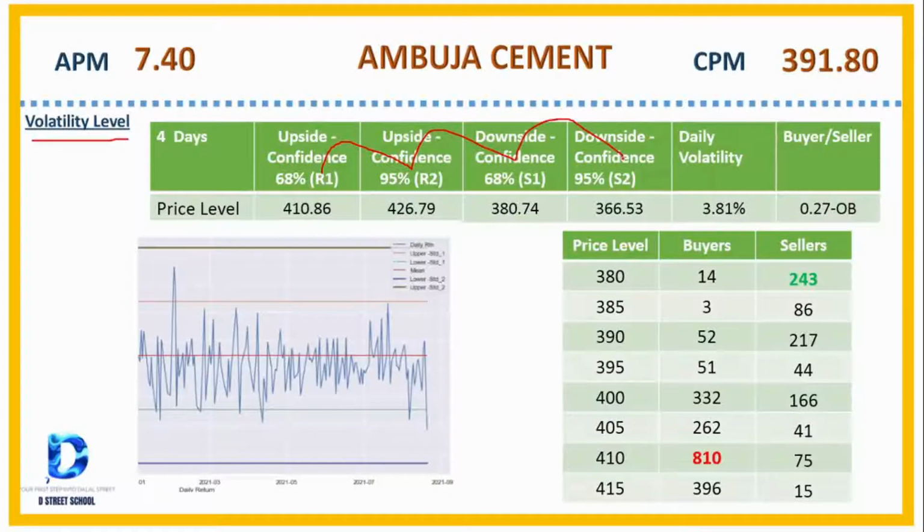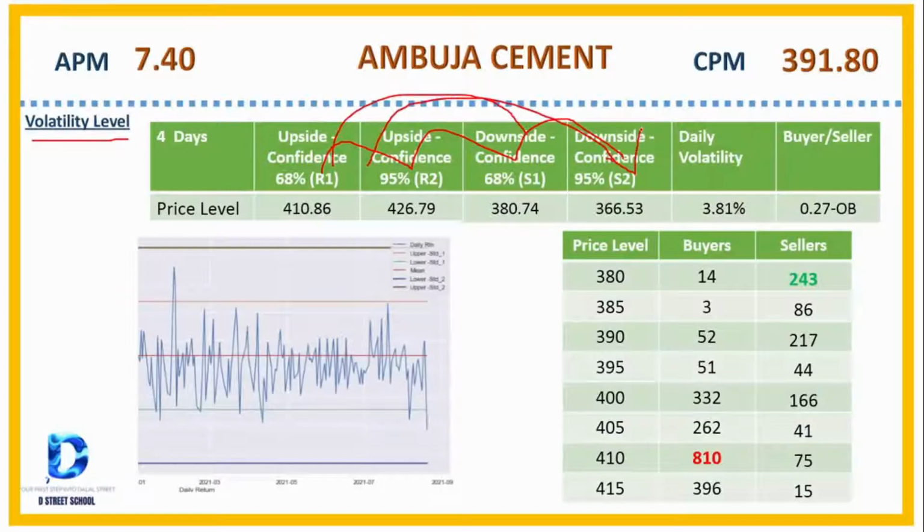This is not a typical support and resistance. In order to understand easily, I named it as R1 and R2, S1, S2. Actually, this is standard deviation 1 and standard deviation 2. So let me tell you, for example, R1 and S1 is standard deviation 1. R2, S2 is standard deviation 2.